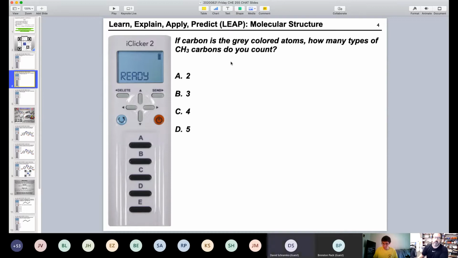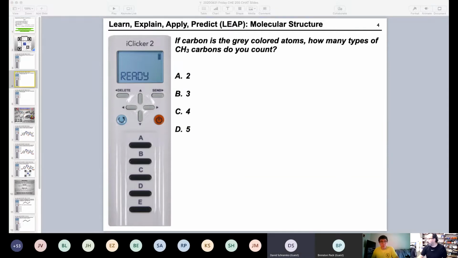So if carbon is the gray colored atoms, how many types of CH3 carbons do you count? So how many CH3 carbons are there? And again, CH3, we denote that as a methyl group. So that's going to be important to us, learning this vocabulary. CH3 is methyl. So yes, there are 2 methyl groups.